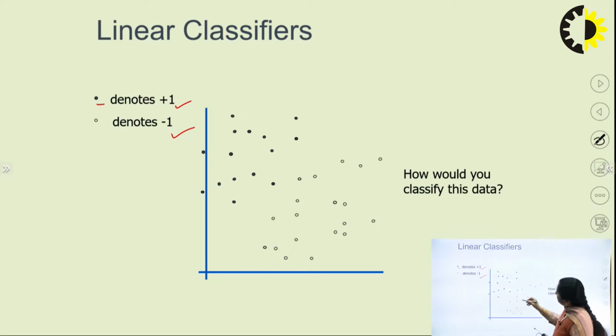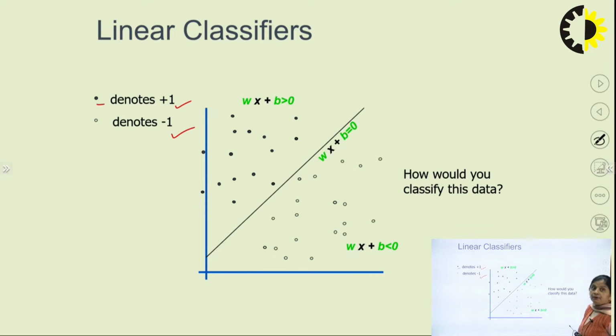We can see here that these objects are on one side, and these objects are on the other side. So if we consider this one, what is this? This is a linear classifier. What is a linear classifier here? Wx plus b is our boundary, and on this boundary this value will be 0. When Wx plus b is greater than 0, it denotes the positive class. When it is less than 0, it denotes the negative class. So this is one linear classifier.